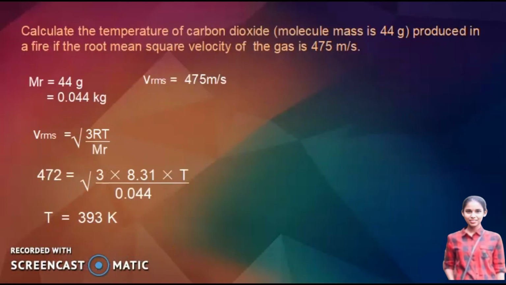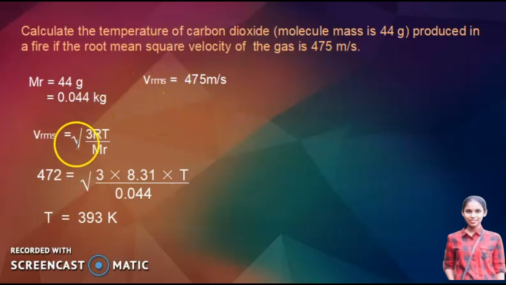Into the second question. Calculate the temperature of carbon dioxide given the molecular mass is 44 gram, if the root mean square velocity of the gas is 475. What is given? Given the molecular mass of carbon dioxide is 44 gram, and again don't forget to convert the gram into kg. The other information given is the root mean square speed of the gas, the VRMS of carbon dioxide. What the question asks us to find is the temperature.